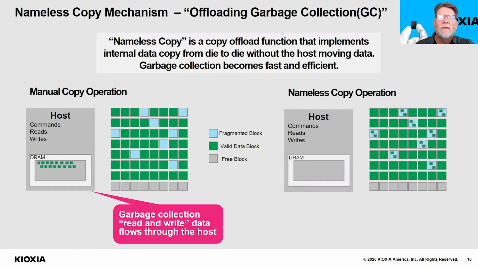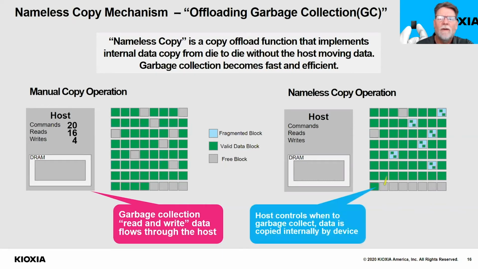The nameless copy function takes as input a source superblock, a destination superblock, and a copy instruction. These copy instructions are powerful primitives supporting valid data bitmaps, lists of logical block addresses, or even filters to select copied data based upon logical block address. A nameless copy can operate on entire superblocks with a single command.